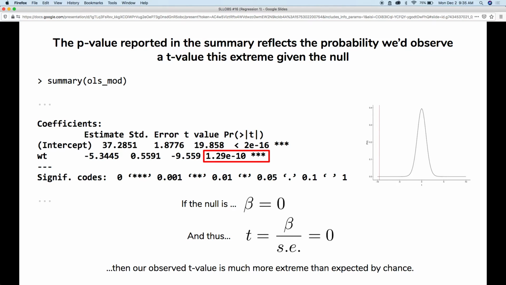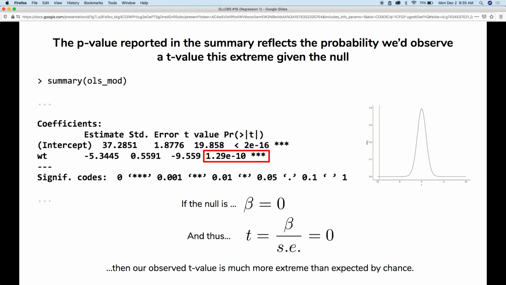And this is essentially what's being reported here in the p-value column of your output table. The probability of observing a t-value this extreme, given the null hypothesis that there's no relationship between x and y, is 1.29 times 10 to the negative 10th. This is pretty highly significant. And again, just reiterating that our null is that beta slope is 0, and thus t is equal to 0. Our observed t value is much more extreme than expected by chance.